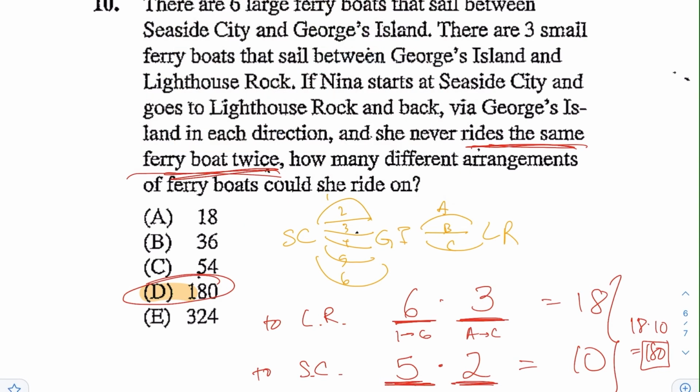So again, you want to use a counting principle for this map. And you want to double check for restrictions. There are restrictions here in which you don't ride the same boat twice.